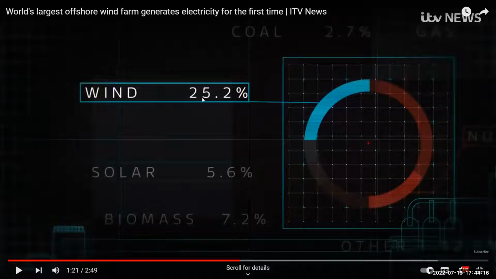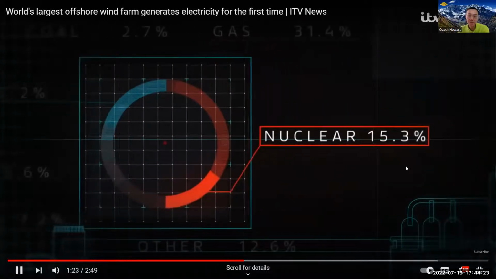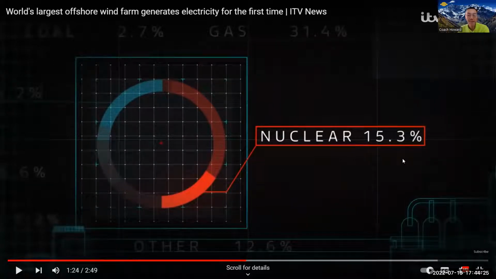So you notice here, in that country, they produce a lot of renewable energy, wind, 25%, and that country also has nuclear power. So there's one nuclear power source, nuclear at just 15.3%.